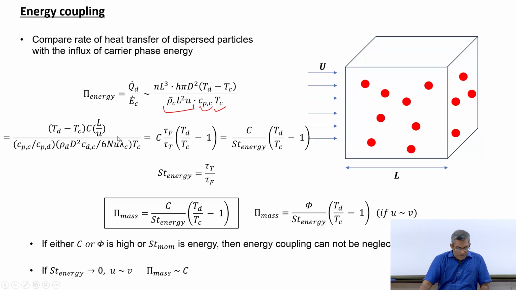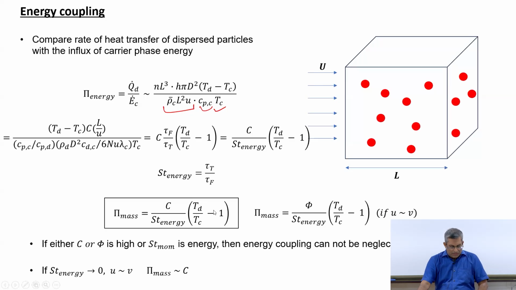So this is the enthalpy of the carrier phase which is coming in. When this parameter is high, we can assume that the energy coupling parameter is not negligible. Again we can simplify, and in this case also we can show that the coupling parameter is equal to the ratio of concentration to Stokes number based on energy, where this Stokes number is defined as the thermal response time to the time scale of the flow. We have already discussed what thermal response time is. Okay. It is the time that a particle takes to adjust with the flow such that they reach thermal equilibrium.